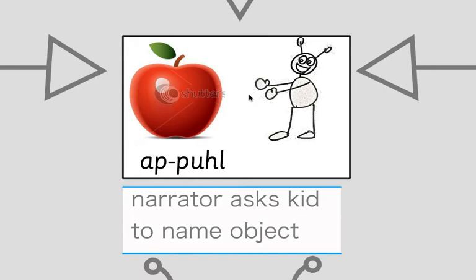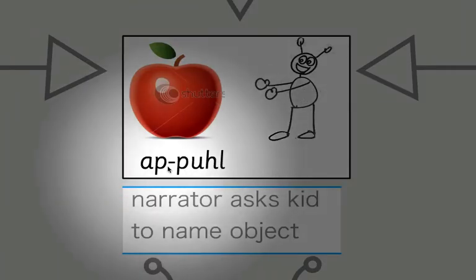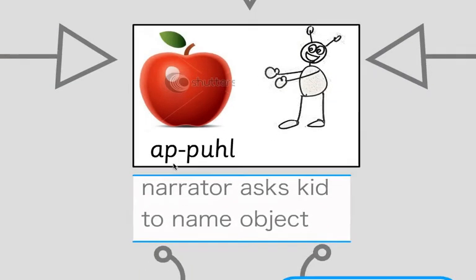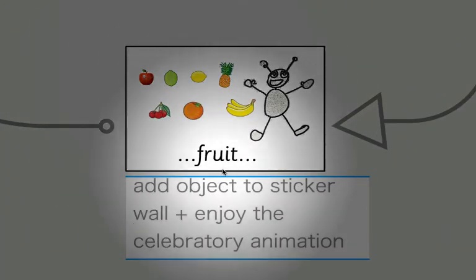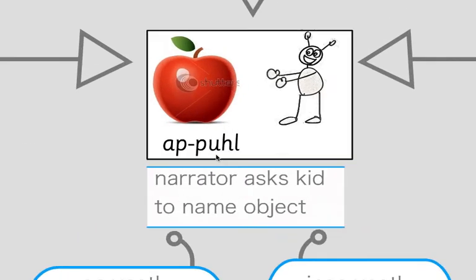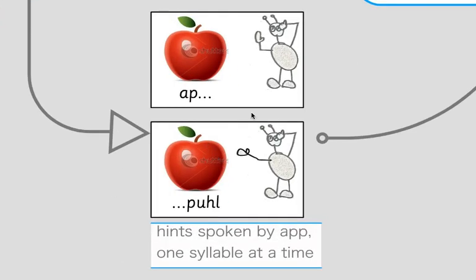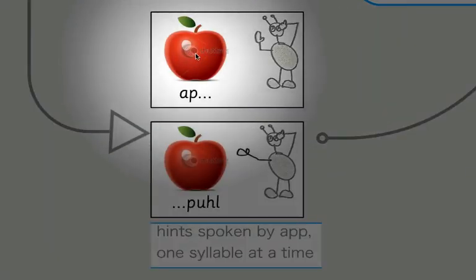Regular gameplay. A narrator presents an object. There's also a written representation of the phonetical pronunciation of that object. If the kid gets it correctly, they can add that to a sticker board of all of the correct objects they have, which are organized by category. If the kid does not pronounce it correctly, they're hinted by the narrator.